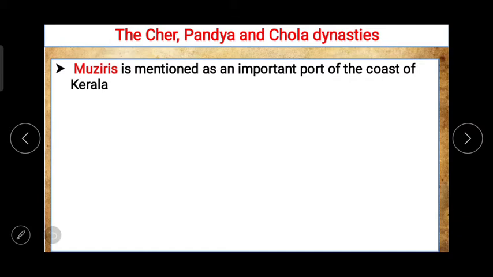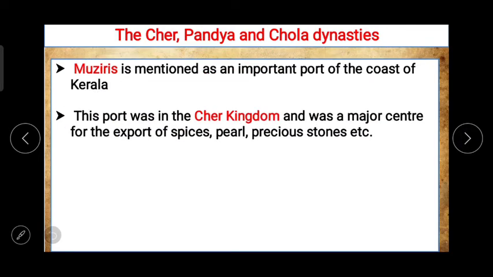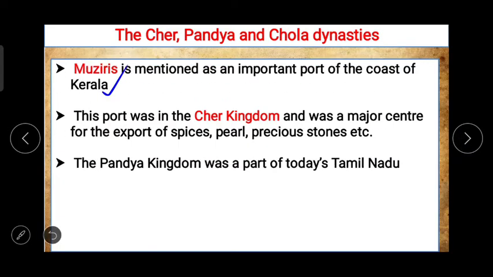Just now we talked about this. Muziris is mentioned as an important port on the coast of Kerala, and this port was in the Chera Kingdom. कौन से किंगडम में था? चेर किंगडम में. And it was a major center for the export of spices, pearls, precious stones, etc.